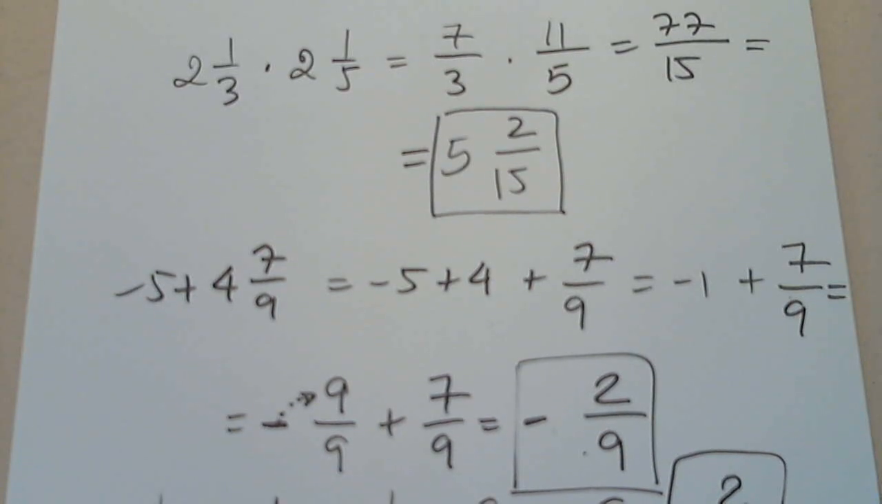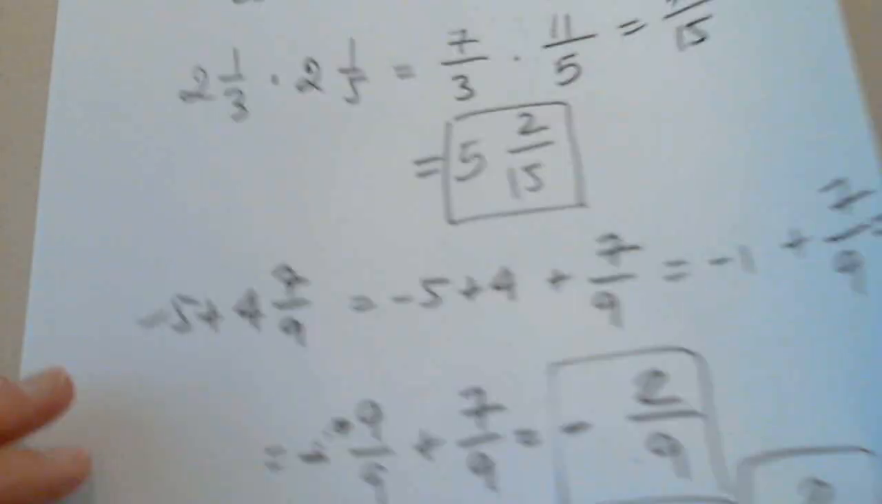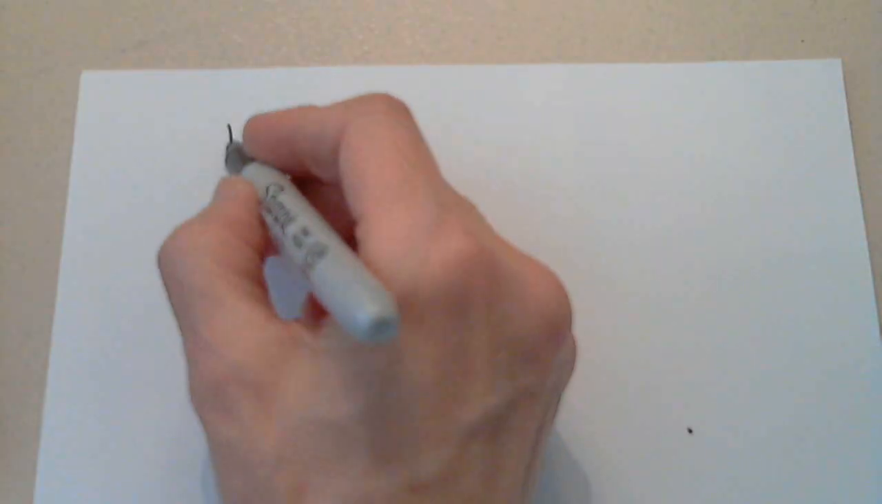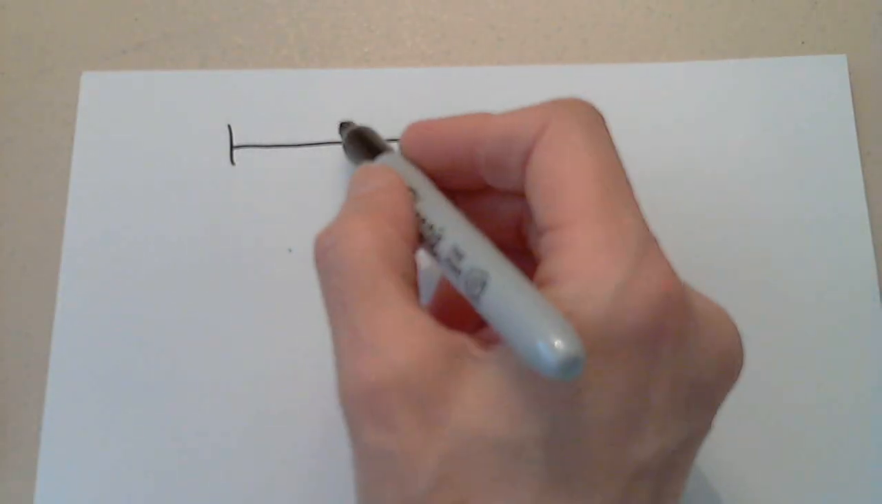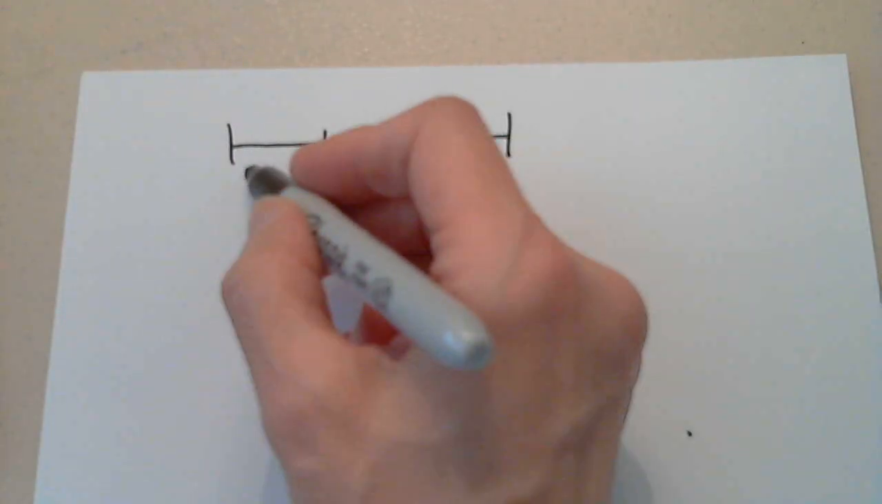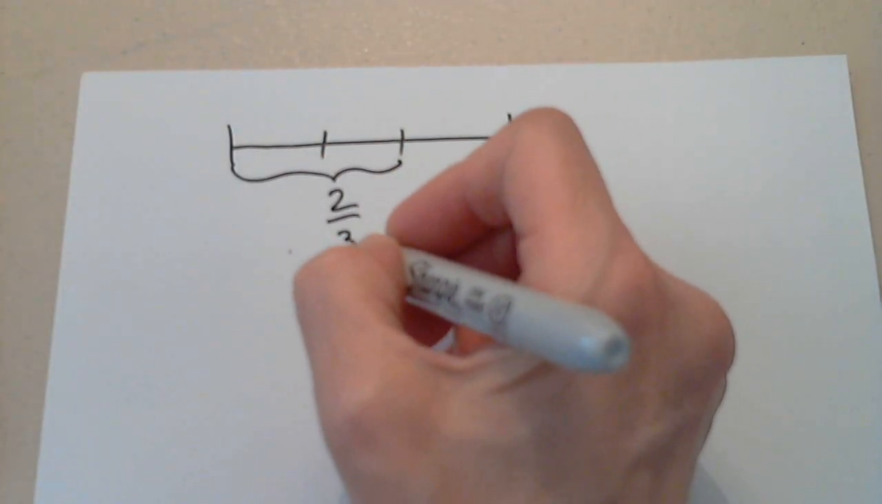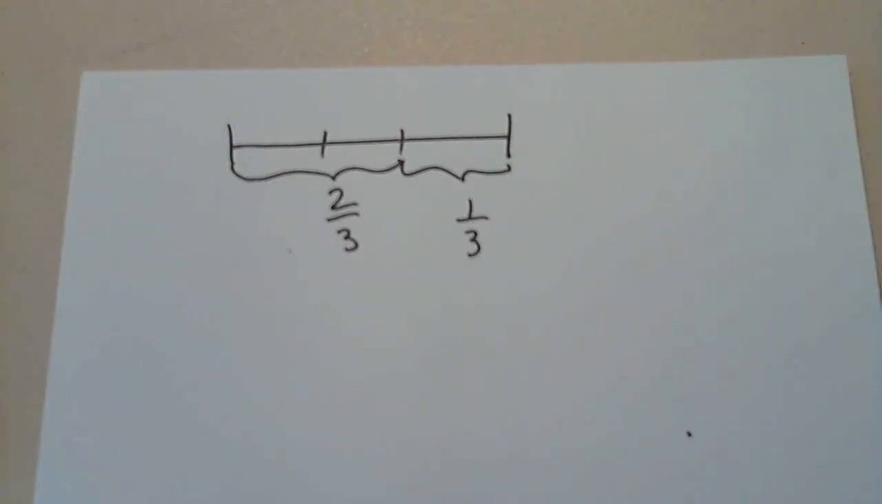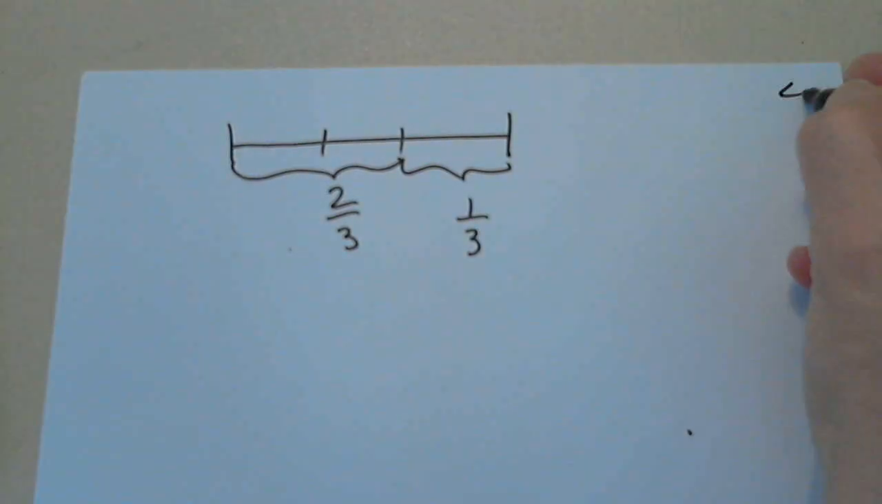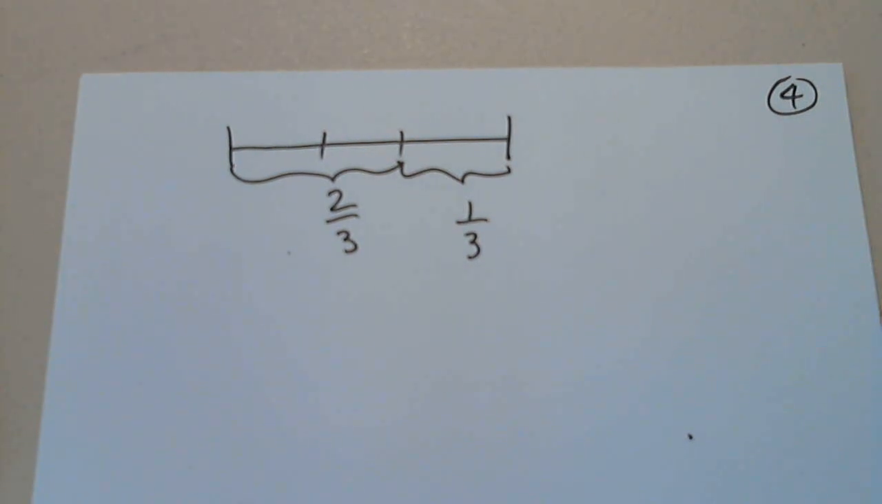Two-thirds of the total length of pipe required for a new storm sewer project must be stored offsite at the start of the construction. 2/3. So this is the entire pipe. And when I divide it into 3, this is 2/3. This is 1/3. How do I know? Because 2/3 plus 1/3 make the whole thing.